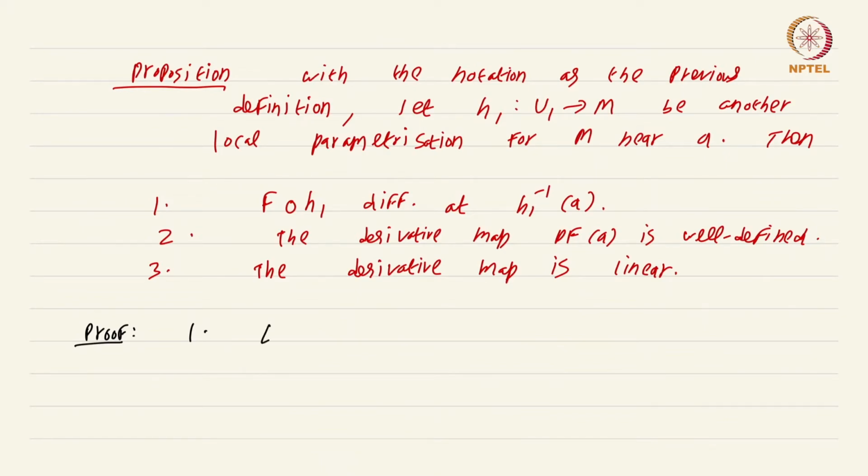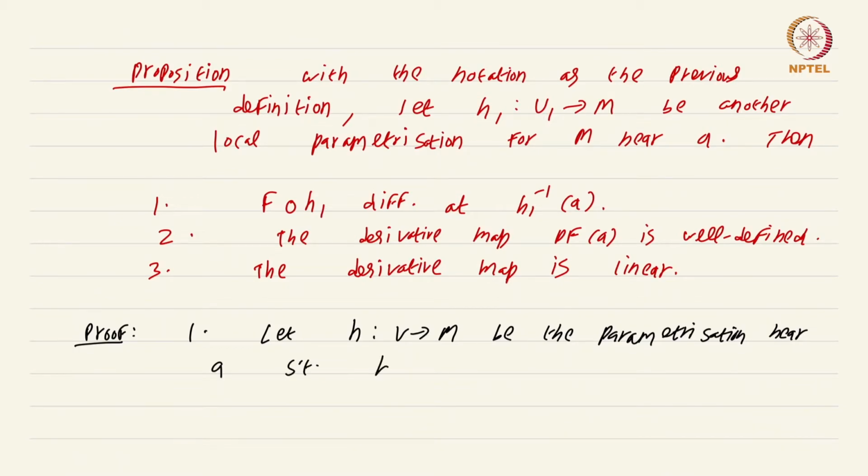Let h from U to M be the parameterization near A such that h(0) is equal to A and F∘h is differentiable at 0.